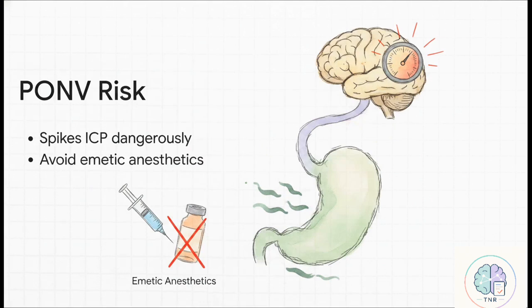Finally, our 13th parameter is PONV, or postoperative nausea and vomiting. The sheer physical act of vomiting will dangerously spike intracranial pressure. Not to mention, it can completely ruin delicate cervical procedures that were just completed. To prevent this, you absolutely must actively avoid certain emetic anesthetics, or proactively pre-treat the patient.